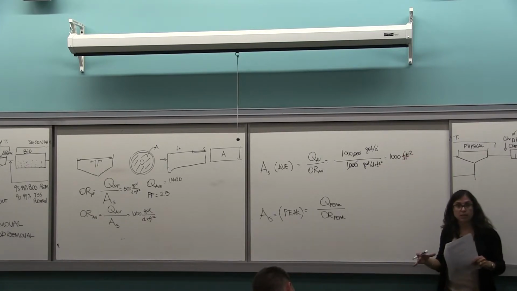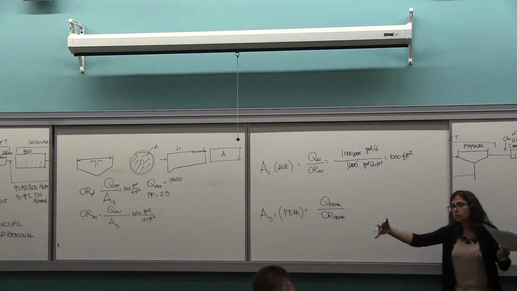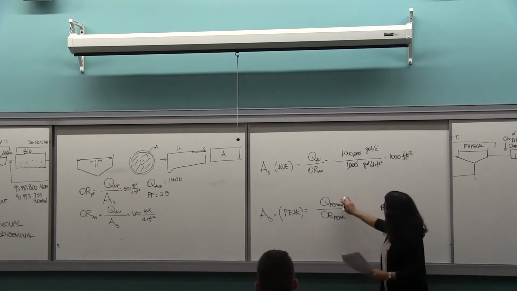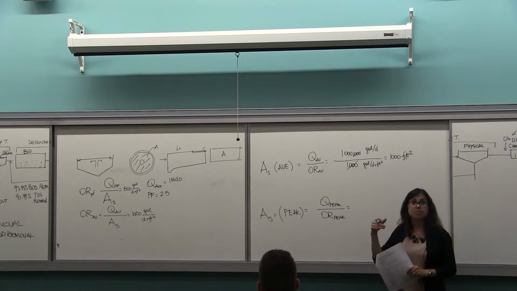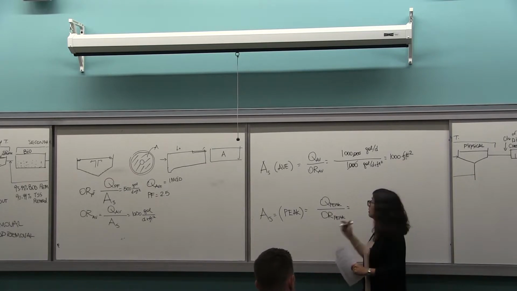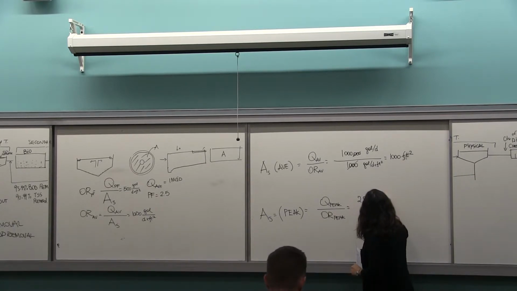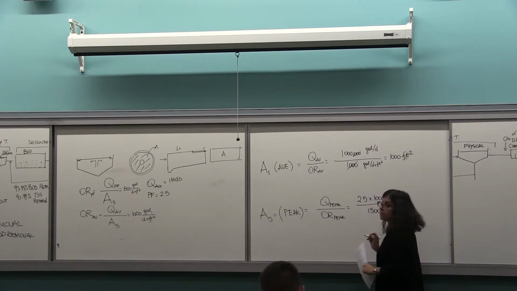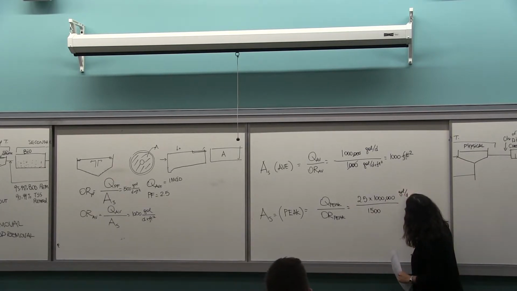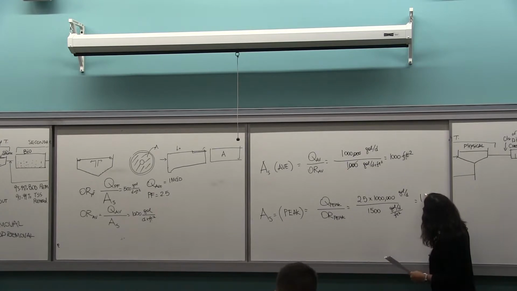So my overall area might be multiple clarifiers, but that's my area. My peak, we know how to do the peak: it's the peak factor multiplied by the average, right? So it's 2.5 for a million, so it's 2.5. In this case, we have 1,500 as my overflow rate under peak condition, again gallons per day per square feet. That gives me 16.6 square feet.